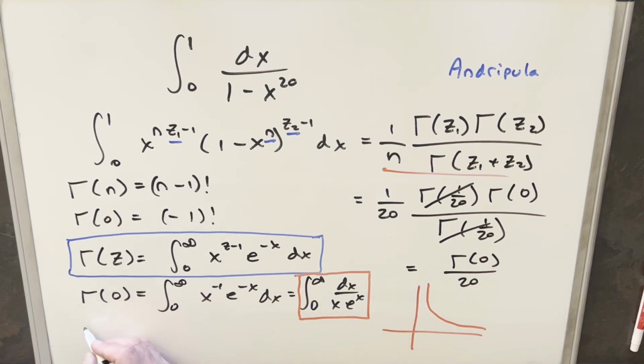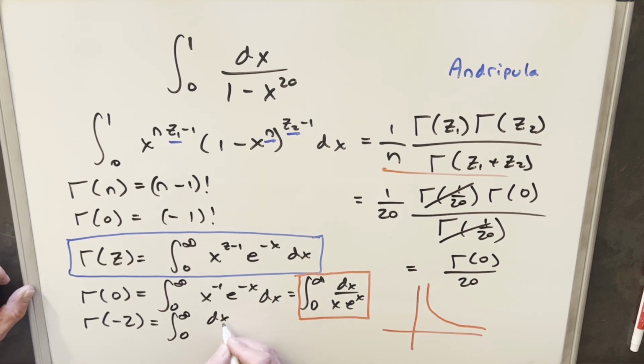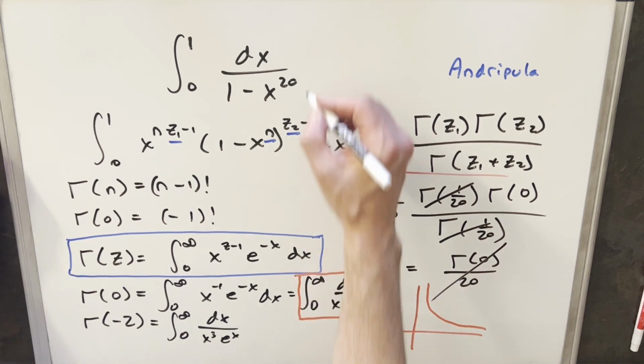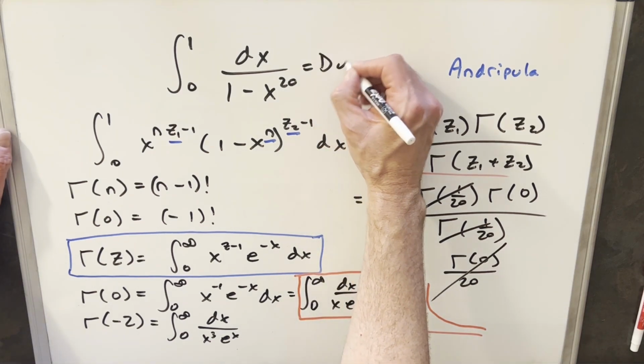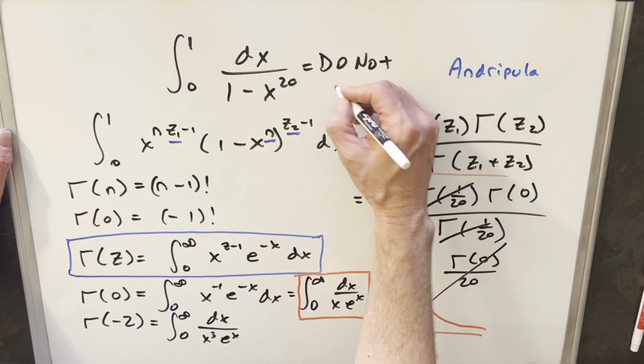And not only that, it's a problem at any negative integer. If I put in, say, negative 2, this thing here is just going to become an integral from 0 to infinity. Just using the formula, this becomes dx over x cubed e to the x. The graph is going to look really similar to this. And again, this doesn't converge. And so it turns out for 0 or any negative integers, the gamma function is not defined. And so we really can't do this here. So this integral here overall does not converge.